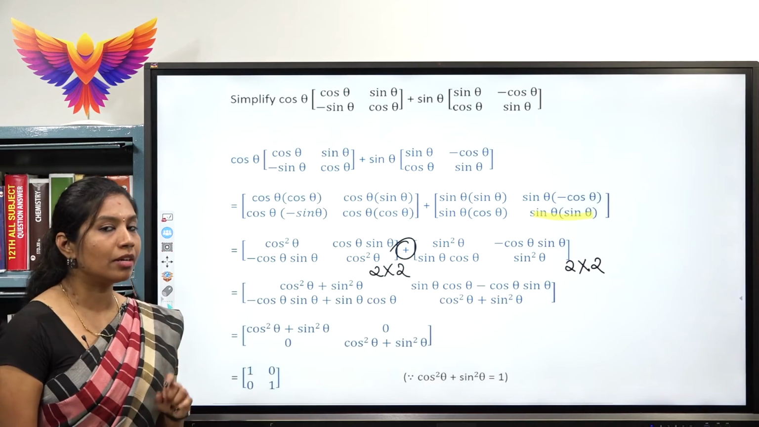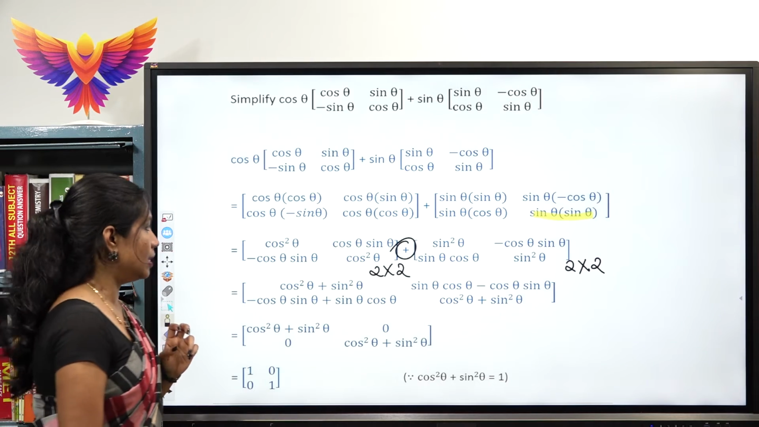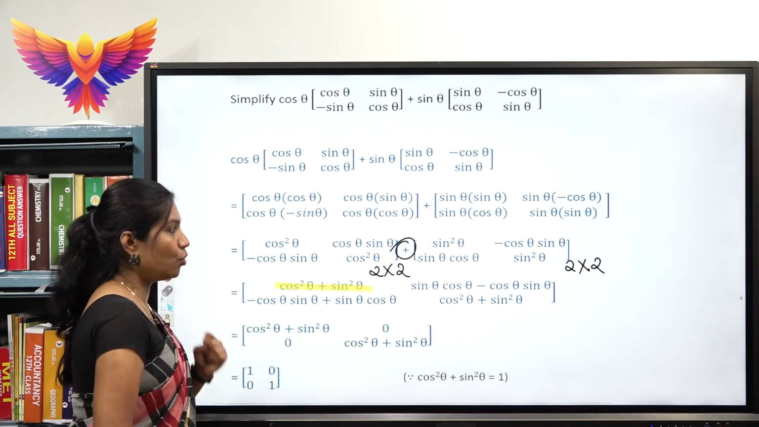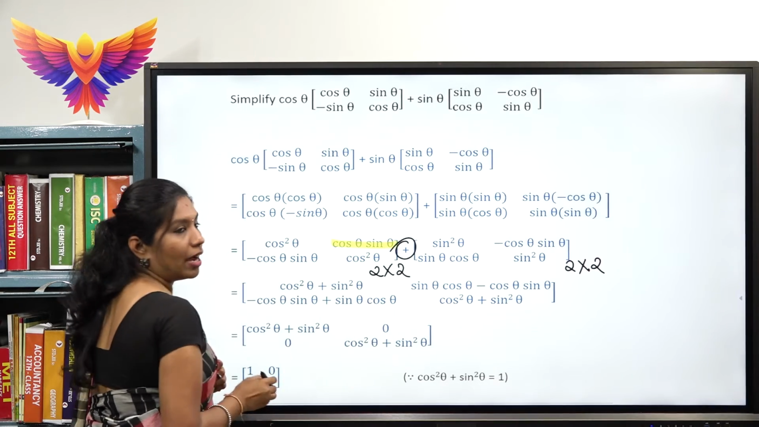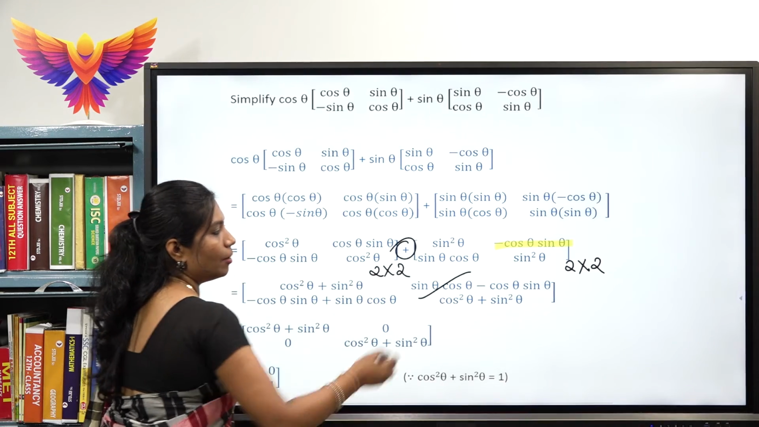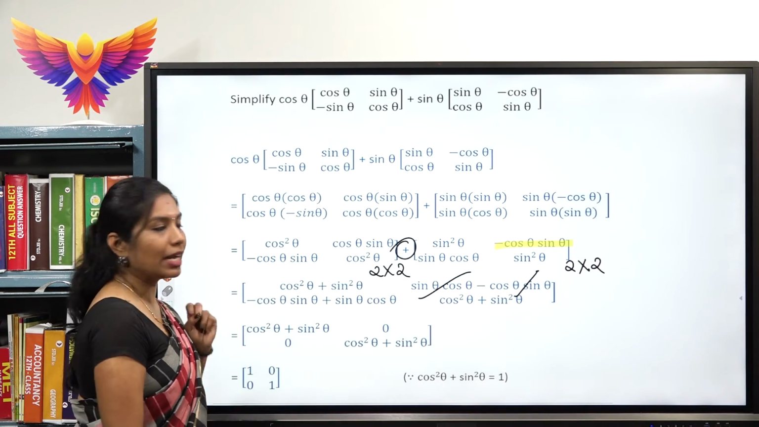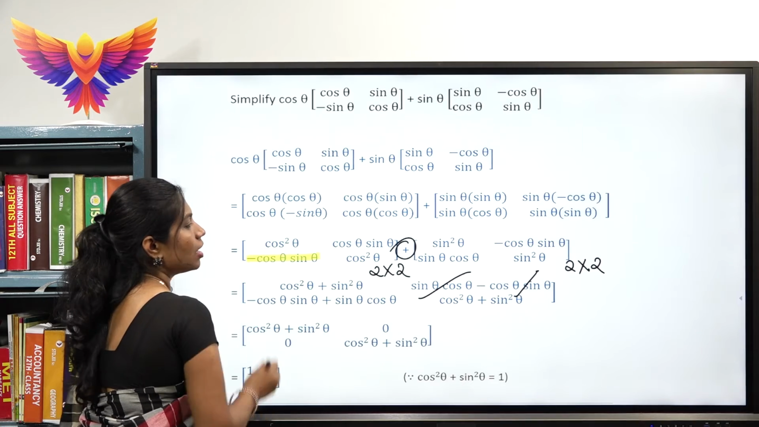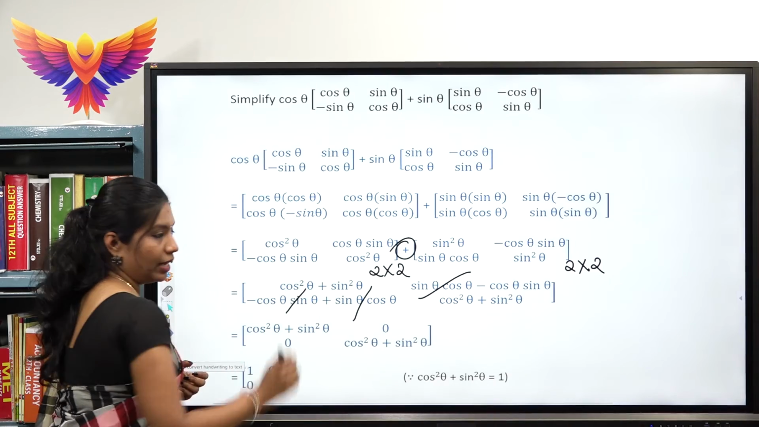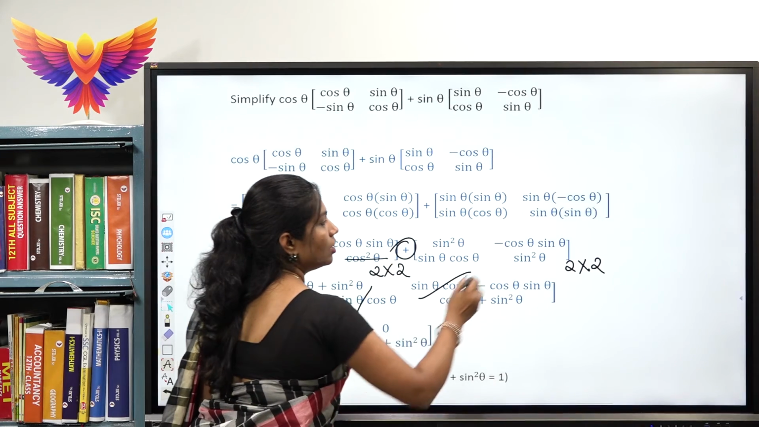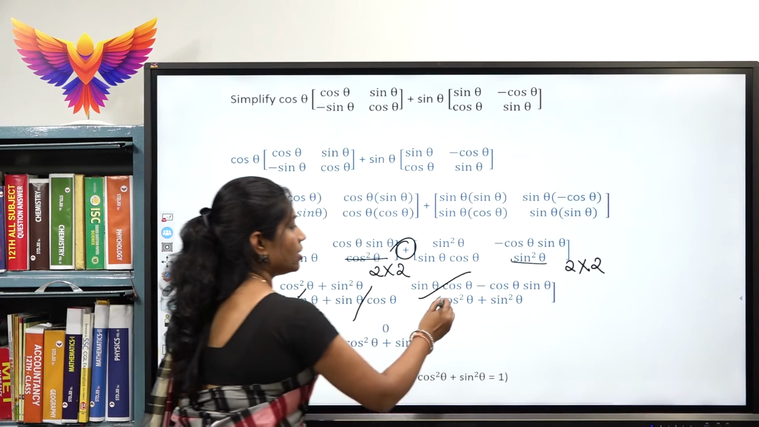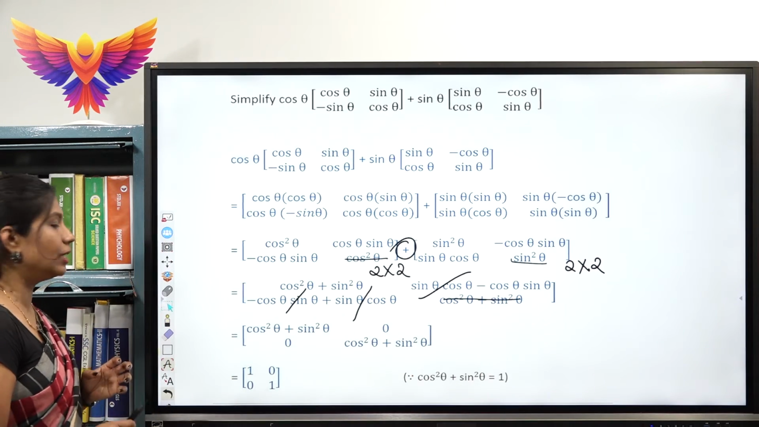When I have to add both the matrices, I will be adding the corresponding elements. That is, cos square theta will be added with sin square theta. I will be getting the first element in the first row. Then cos theta sin theta will be added with minus cos theta sin theta. Here, terms may get cancelled. Plus cos theta sin theta minus cos theta sin theta, the terms will get cancelled. Same way, minus cos theta sin theta plus sin theta cos theta again, this and this will get cancelled. Cos square theta and sin square theta, cos square theta plus sin square theta is what we have.